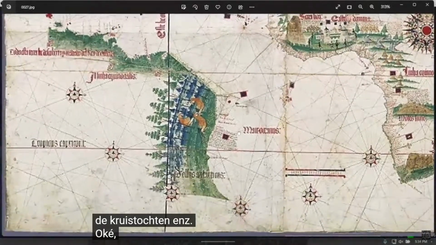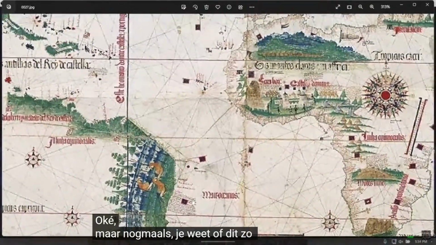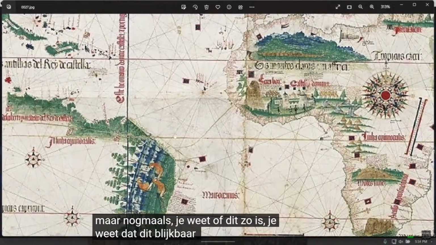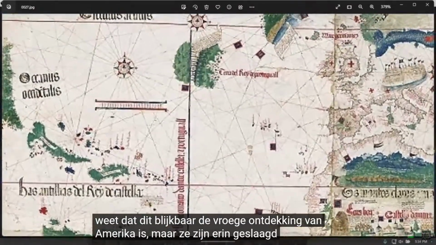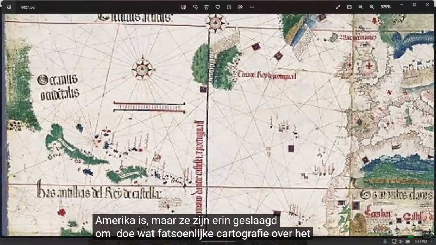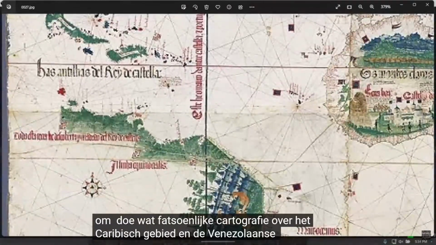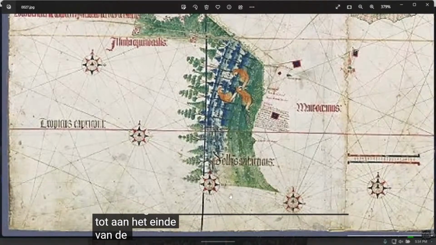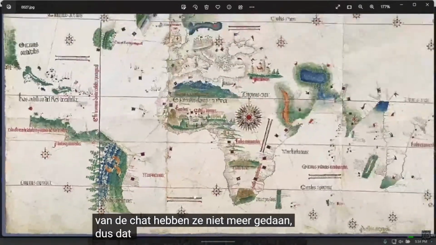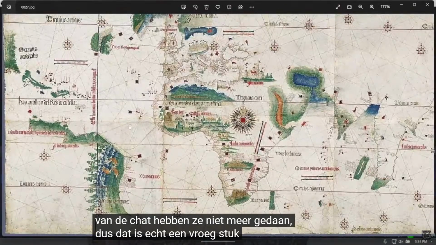But again, this is the early discovery of America time, apparently, but they managed to do some decent cartography on the Caribbean and the Venezuelan coast all the way down, this far to the end of the chart. They haven't done any more. So that is a really early piece of cartography.